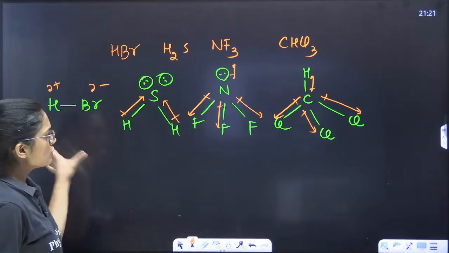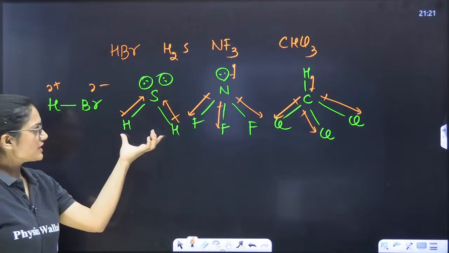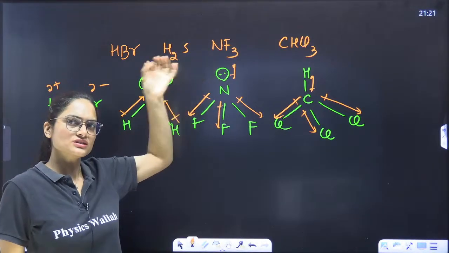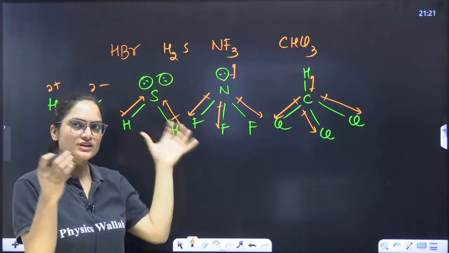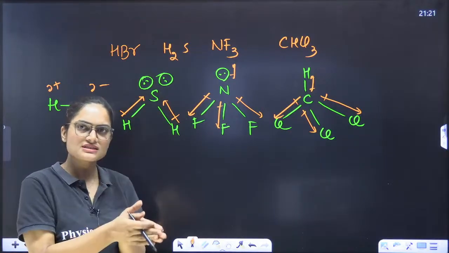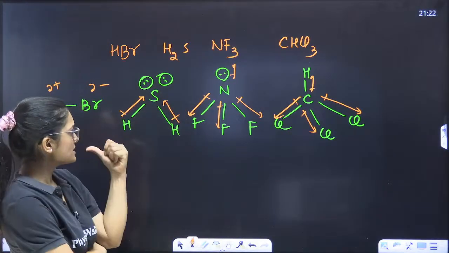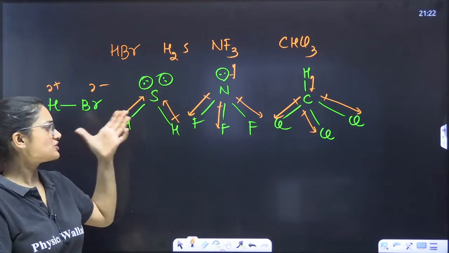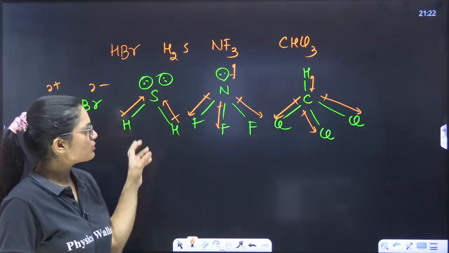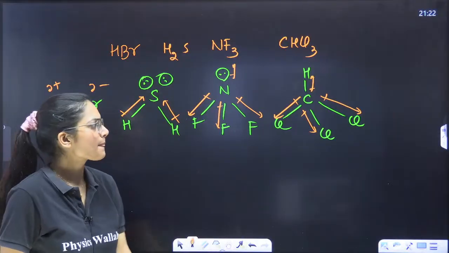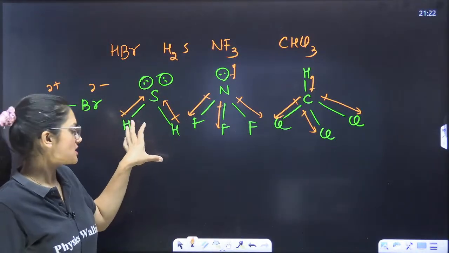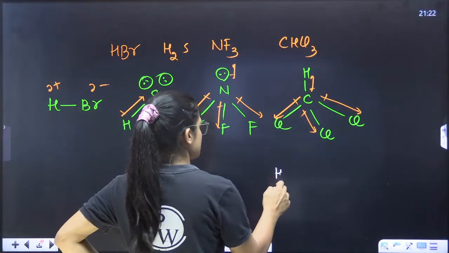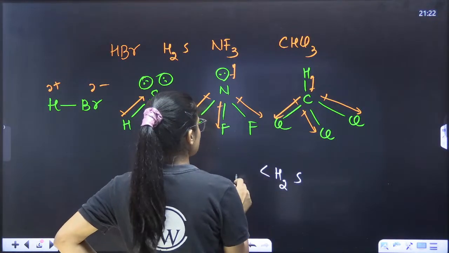Out of all of them, if I talk about H2S and NF3, the lone pair is in upward direction. The three N-F bond dipole moments are in downward direction. In case of H2S, the lone pair is in upward direction, and the resultant is also in upward direction. So H2S would have higher dipole moment as compared to NF3. No cancellation is taking place over here. So H2S would have the maximum dipole moment. After that, we have NF3.